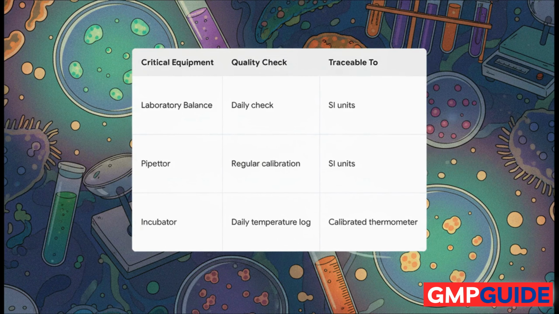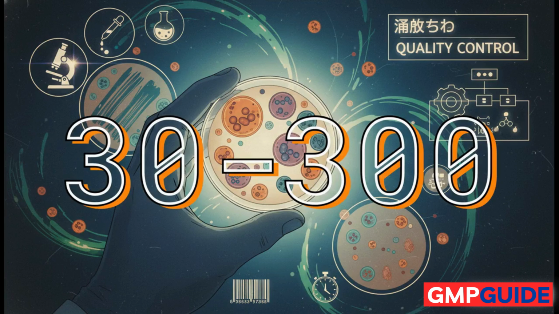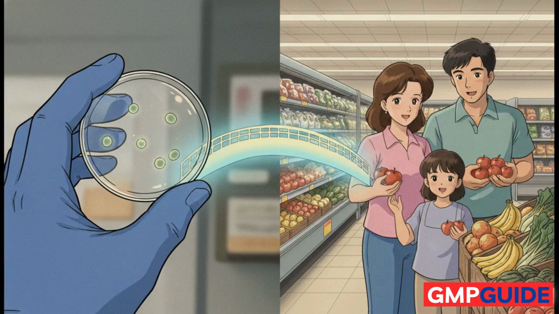The QMS makes sure everything is on the level. Balances, pipettes, they're all checked against national standards. And get this, even the results have rules. For a plate count to be statistically valid, 30 to 300 colonies. So why does all this matter?